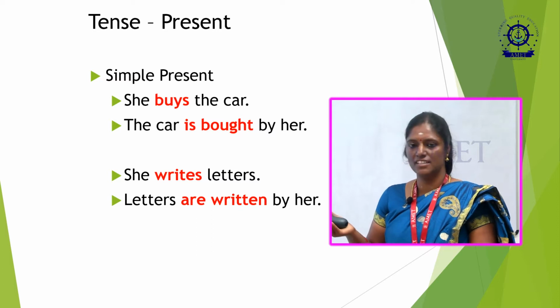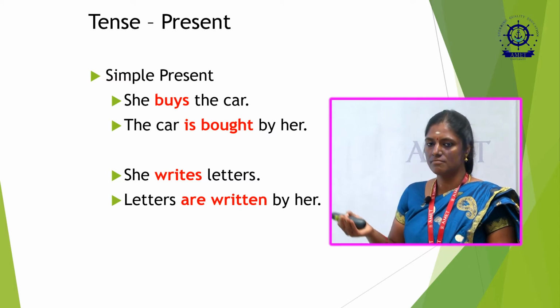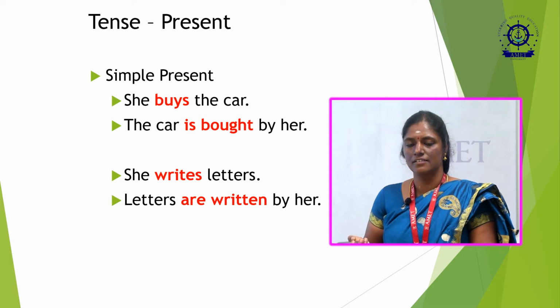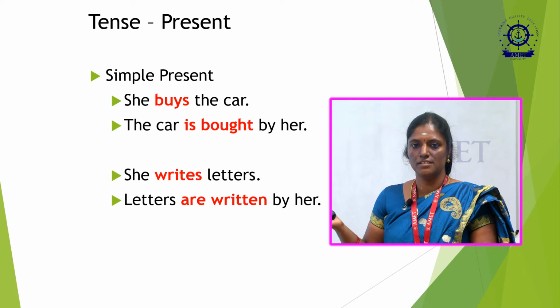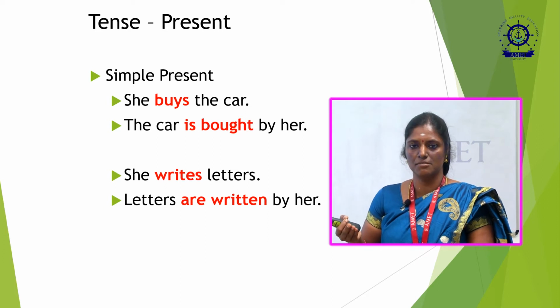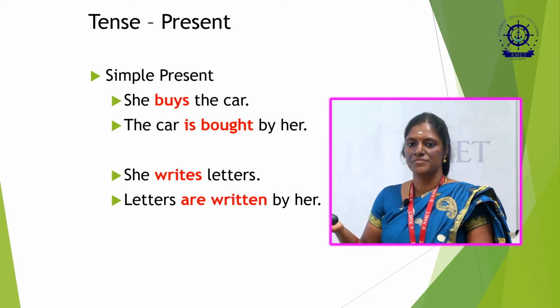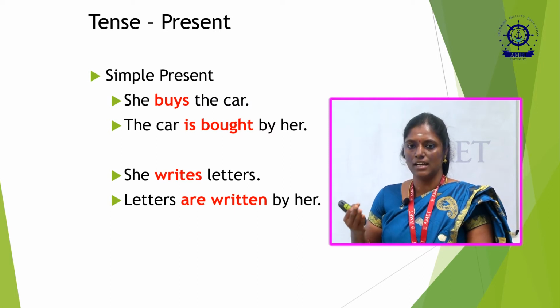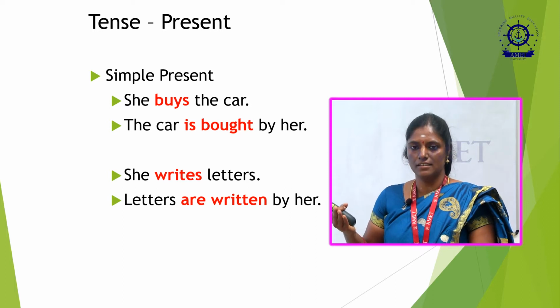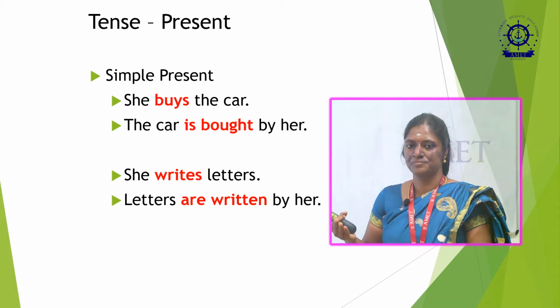Let us see one more example for plural form. She writes letters. We have to take the last one, that is object, changing into the subject position in passive, the same procedure. So, taking letters. See here, the letters is not one letter, but many letters. So, plural, present tense plural. So, we are using are, letters are, letters are written by her.